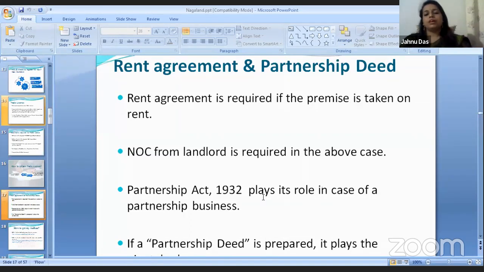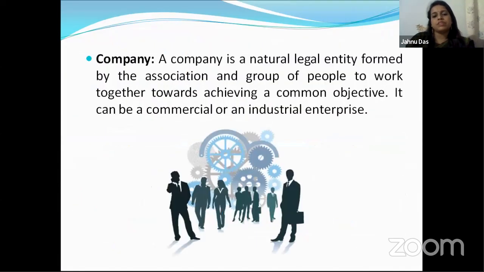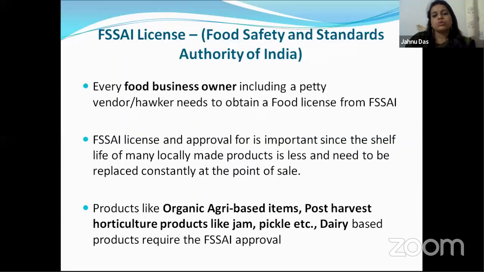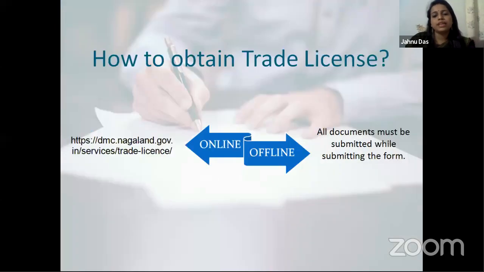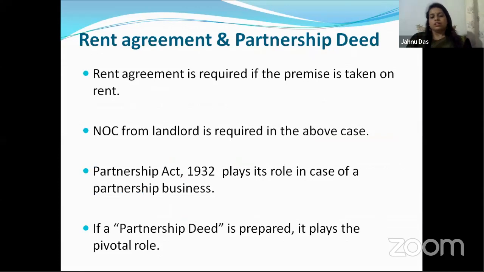Now, if you do not have a partnership deed, then how will you operate? You will be working on the basis of the Partnership Act. And if you have a partnership deed, then the partnership deed will play its role. What does the Partnership Act say normally? It says that profit between partners will be divided equally, 50-50. That is the provision under the Partnership Act.